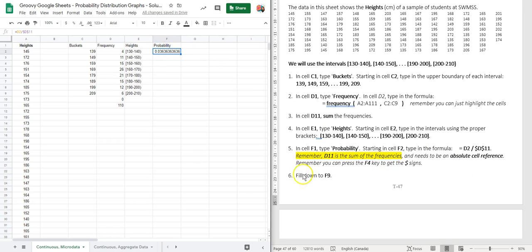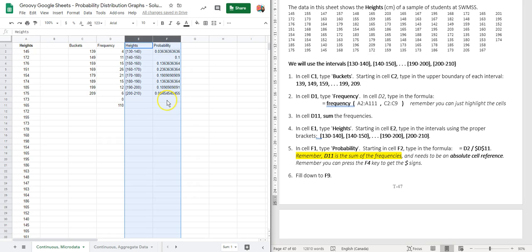And then you can fill that down to F9. And by making that an absolute reference, when you fill down, the frequencies change as the cells go down, but the total always stays at D11. So these are the two columns that we're going to be making a graph of now.